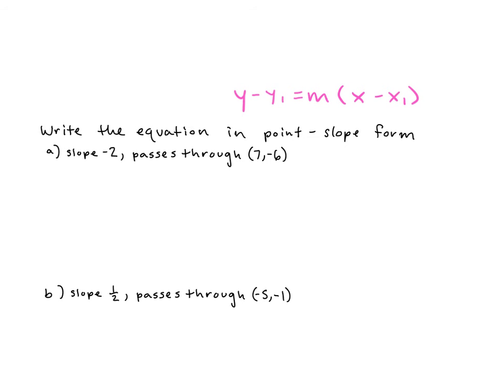All right. So now let's plug in what we have. We have our slope, which is m, and our point is x1 and y1. So let's plug them in. We have y minus y1. So what happens to a minus negative 6? What does it become?